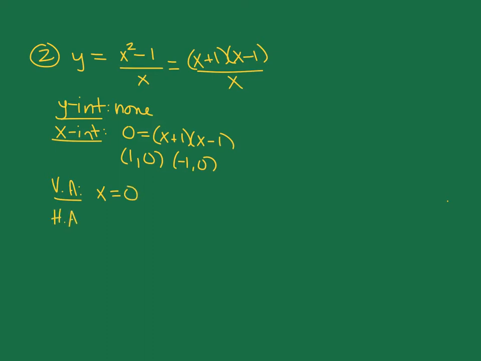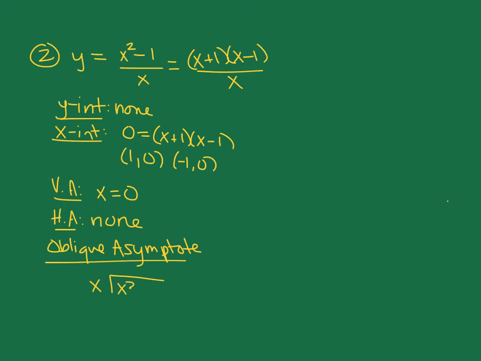To find my horizontal asymptotes, I look at my degrees. I actually notice that the degree of the numerator is 1 greater than the degree of the denominator. That means I have none. However, I do have an oblique asymptote. So to find that, I need to use polynomial long division. So that one is going to look like this.